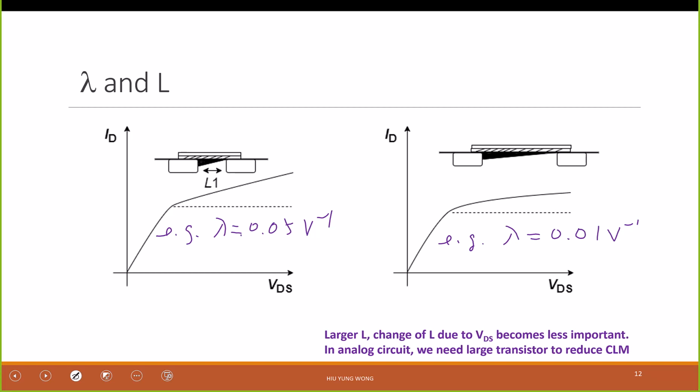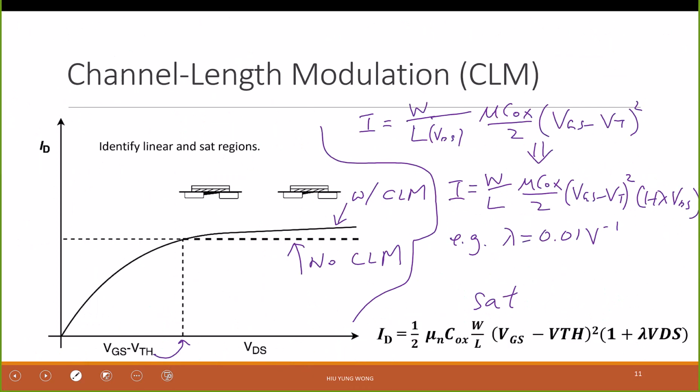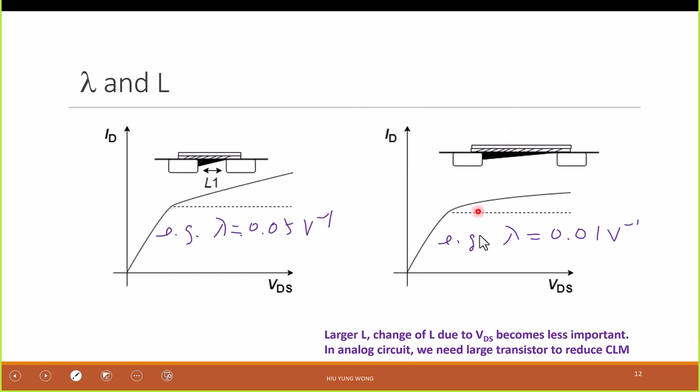I increase VDS, look at this figure again. I keep increasing the VDS, the pinch-off point goes in, right? So my length, instead of the original L, becomes effectively L1, which is shorter. Now, if I start with a very long channel, let's say my channel was 1 meter, and you change it by 1 millimeter, I don't feel it. It's only 0.1%, right? And that's why when it is long, I have less sensitivity to it.